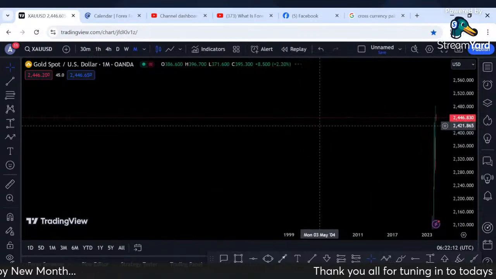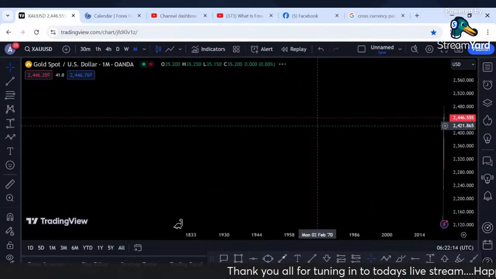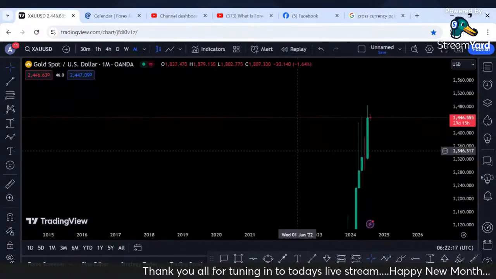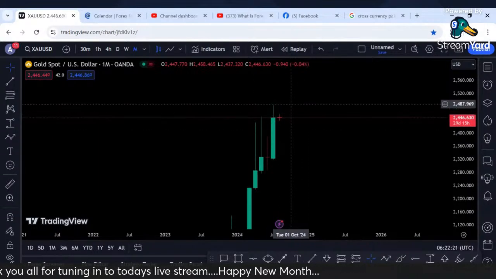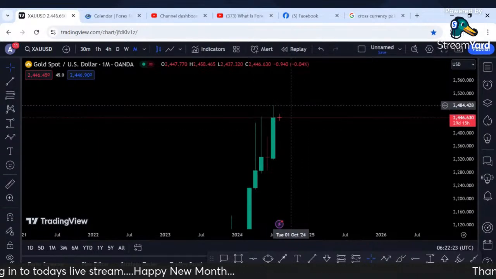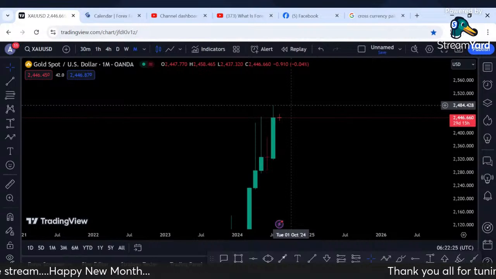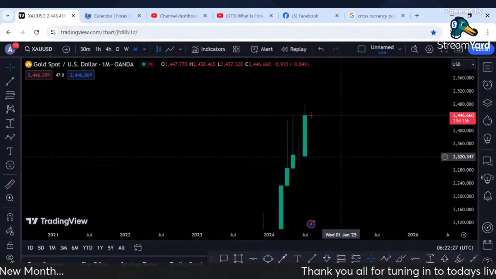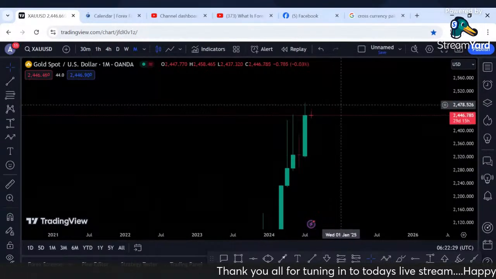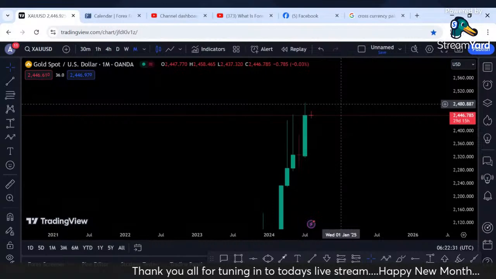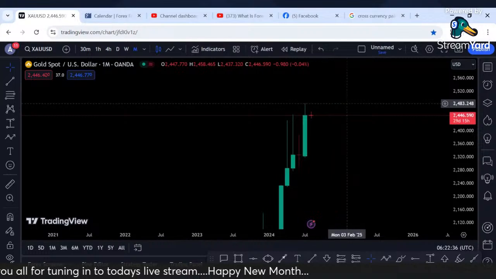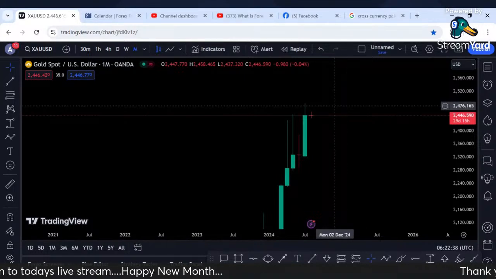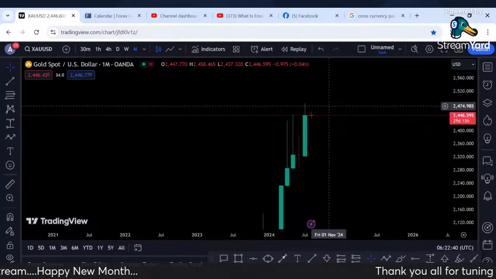On the monthly time frame, when you look left, there was no market structure. Price hasn't gotten to this point. The highest price that gold got was 2,484. For 1 ounce of gold, you are going to get it at $2,480. So gold hasn't gotten to this price before. Gold is in an all-time high.